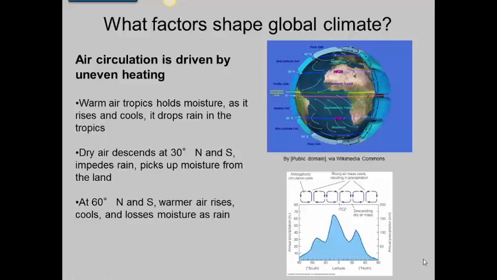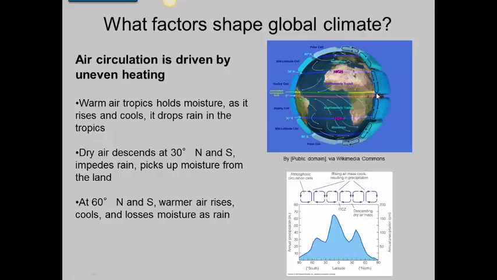Uneven heating drives another very important atmospheric phenomenon called air mass circulation. Air mass circulation is driving many of the patterns of wind across our planet, and it's also responsible for a lot of the variability in precipitation that we see in different regions of the planet. So recall that there's a lot of solar radiation and heat being delivered to the tropics. So there's a lot of warmth, and as air rises, these cells represent the atmosphere above our planet.